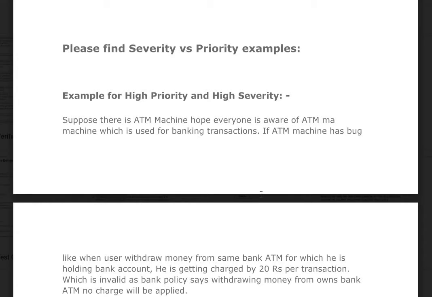So the first example which we are going to see is a high priority and high severity bug. These are scenarios which are basically asked in interviews. They ask something like this: can you give me an example of a high severity and high priority bug? In that case, you have to explain to the interviewer with one example having high priority and high severity. So we will discuss that point here.